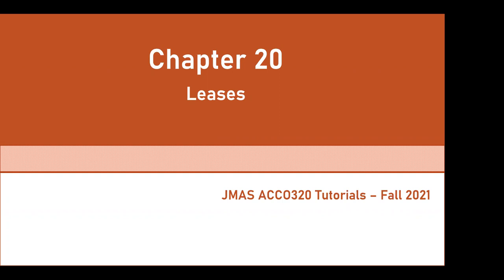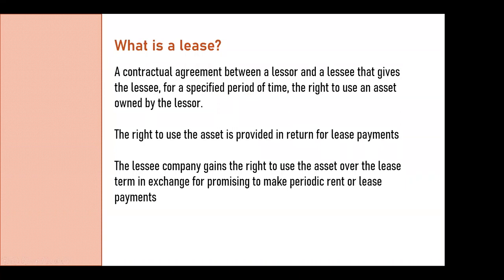So we'll start. A lease is an agreement between two parties, which is a lessor and a lessee. The lessor is the one that's going to be renting their asset, and the lessee is the one that's going to get the asset and make annual payments to the lessor for the use of the asset. So for a specific period of time, the lessee has the right to use the asset owned by the lessor. And that's basically what a lease is.